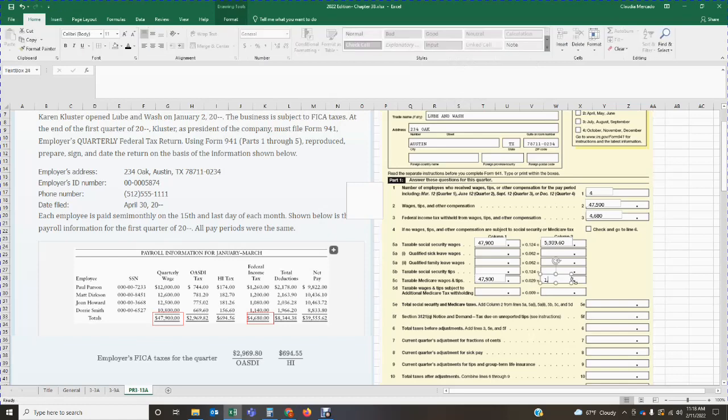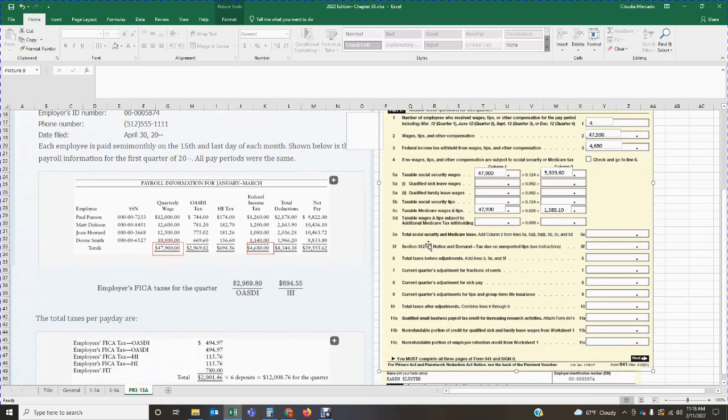so it'll be 1,389.10. So all I did was take the 47,900 times the rate in the form of 0.029, and that gave me 1,389.10. Okay. The problem doesn't state that we have any taxable wages subject to the additional Medicare tax, so we're going to leave that blank.